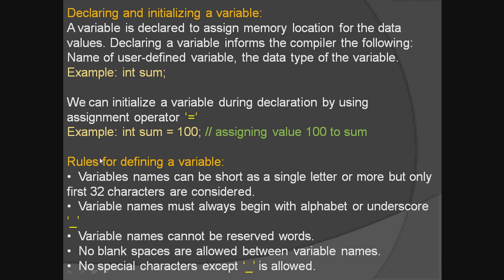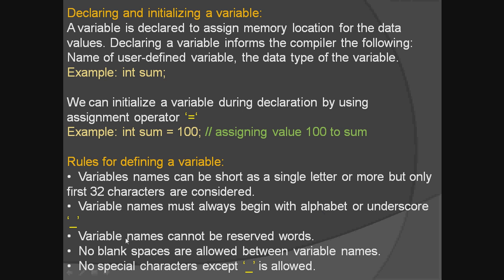Now there are certain rules to define a variable. Variable names can be as short as a single letter, suppose like int s, or they can be up to 255 characters long, but only the first 32 characters will be considered. As far as possible, keep the variable names short. Variable names must always begin with an alphabet, or you can start with an underscore, but most preferably start with an alphabet.